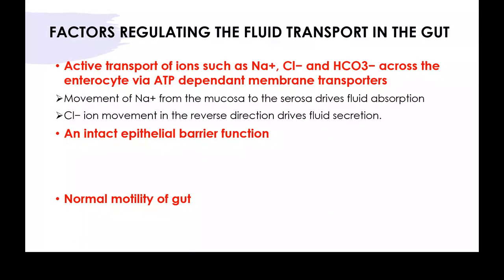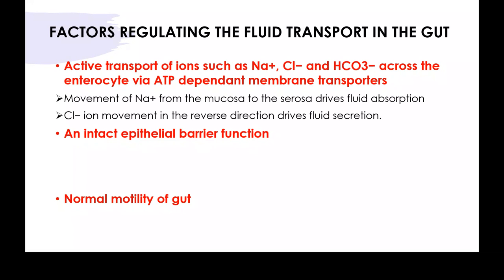So if you look at the first factor, movement of sodium from the mucosa to the serosa drives fluid absorption. So when there is sodium movement from the gut lumen into the mucosa, there will be water movement as well. Whereas chloride movement from the mucosa into the gut lumen will cause fluid secretion. So when fluid absorption is less or fluid secretion is more, there is going to be diarrhea.